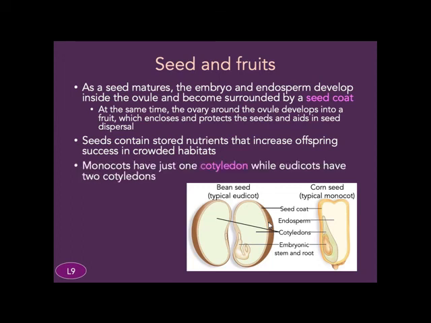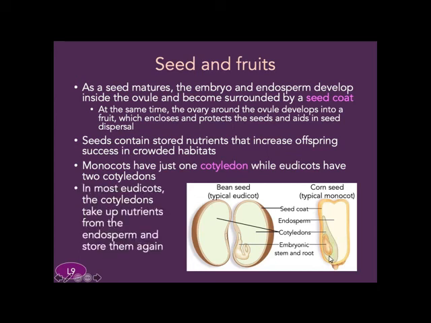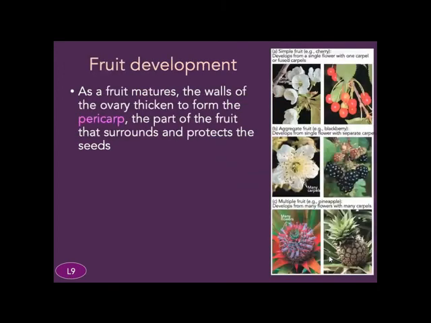So monocots have 1 cotyledon, while dicots have 2 cotyledons. So cotyledons are the name of the first kind of fleshy leaf that forms. So this is a bean seed. It's a eudicot. So it has these kind of 2, 1 on each side. And then the corn seed is a monocot. And yeah, it only just has the 1 cotyledon. So in most eudicots, the cotyledons take up nutrients from the endosperm and then store them.